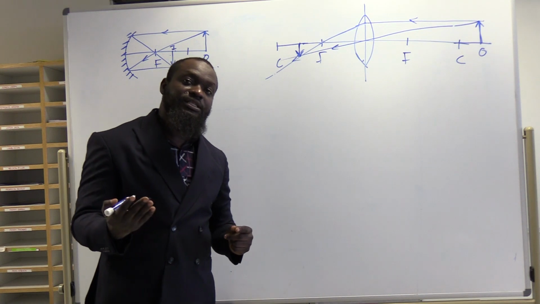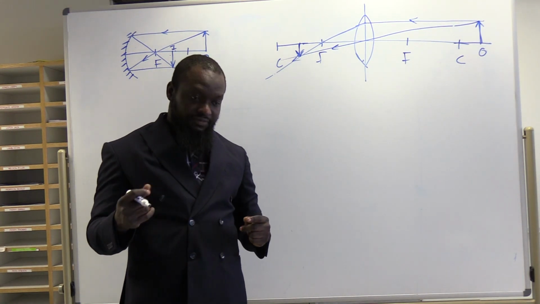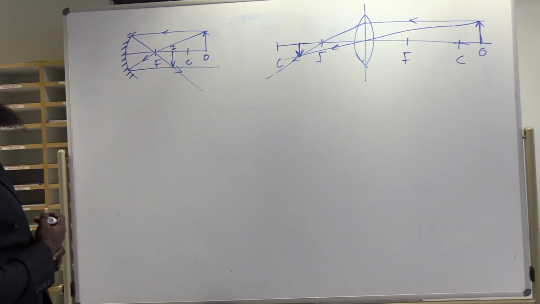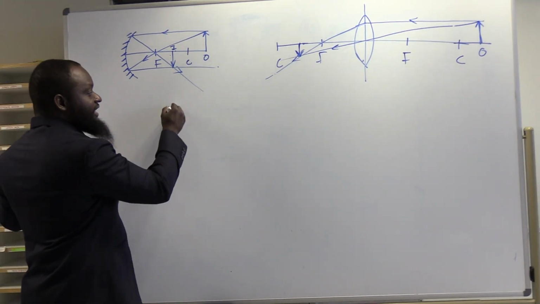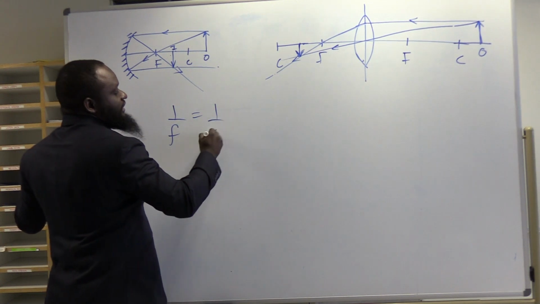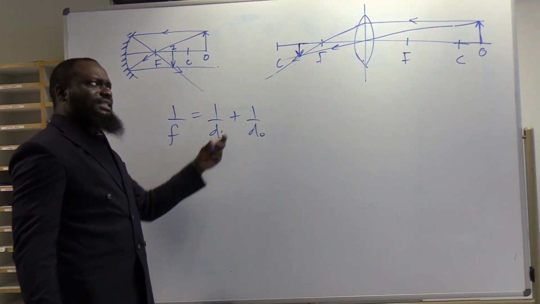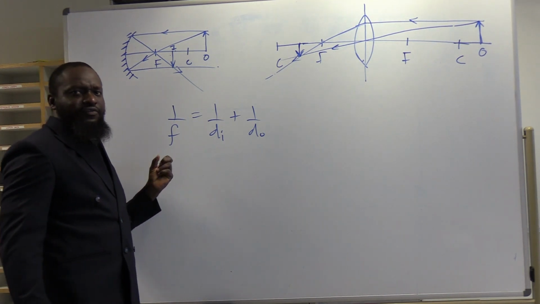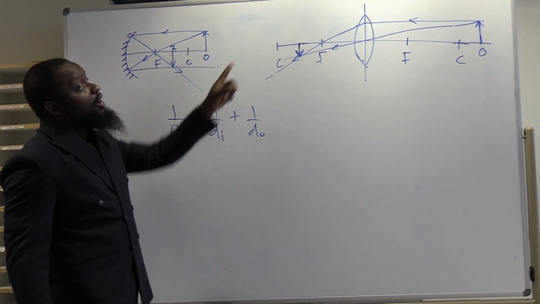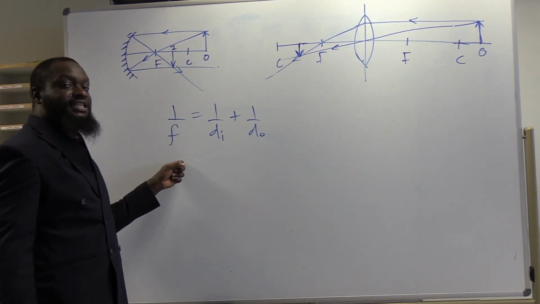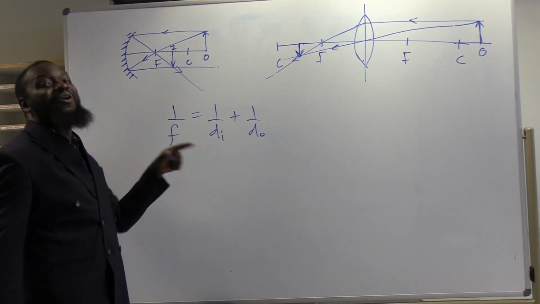And a virtual image means the image distance will be negative when you do your mirror formula. It's the same mirror formula, or lens formula: 1 over F is 1 over D_i plus 1 over D_o. That's the same thing you do here. The focal length is positive for a convex lens or concave mirror, and negative for a convex mirror or concave lens.